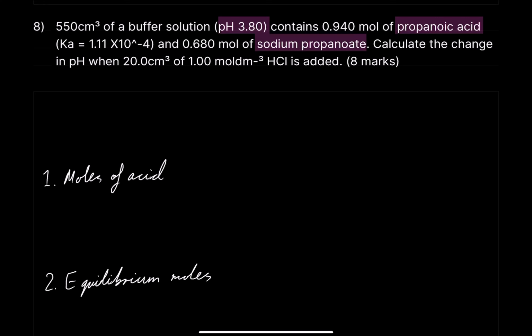So what's happened is that we already have a buffer here, but we've added 20 centimeters cubed of 1 mole per dm cubed HCl to this solution. And now the pH has changed. Now we want to work out what the new pH is so that we can work out the change in pH. That's actually what the question is. Actually, I'll use a different highlighting color so you can see what I mean here. We're trying to work out what the change in pH is. That's the actual question. So how are we going to go about that?